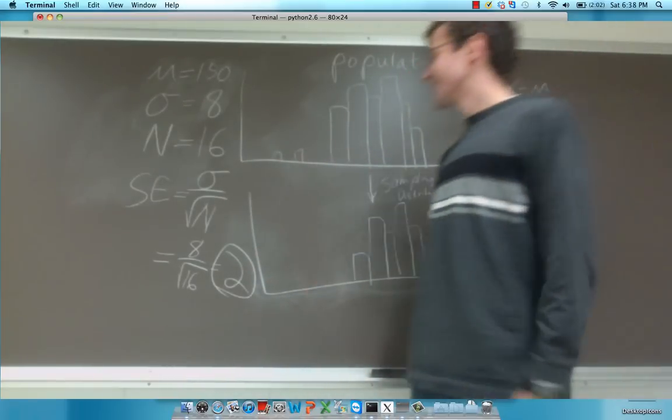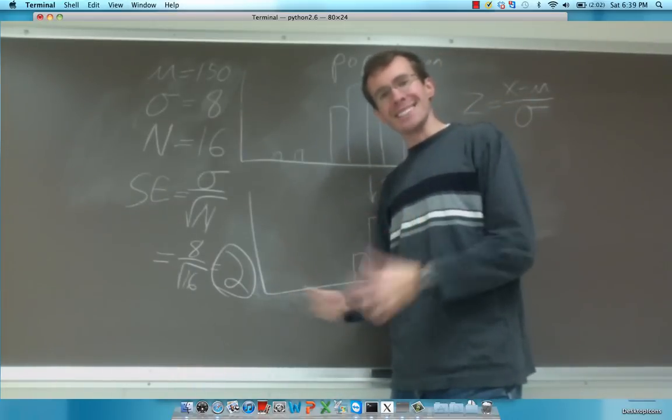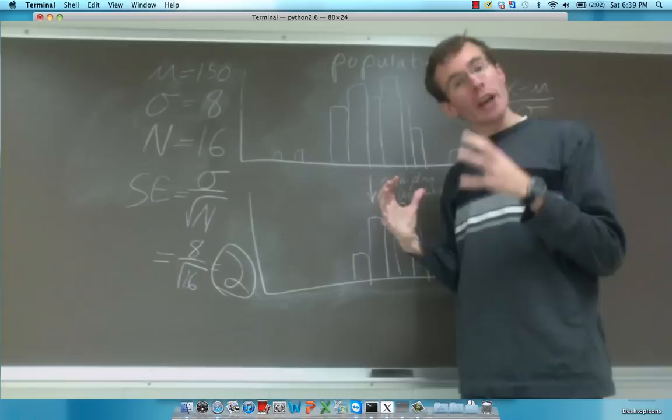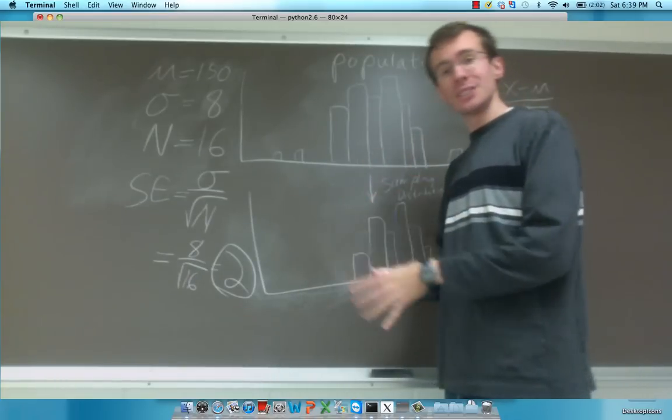So that's how you calculate the standard error of the mean, and that is conceptually what the standard error is. It's simply the standard deviation of your sampling distribution, which gets tighter the more people or observations that are in your sample.